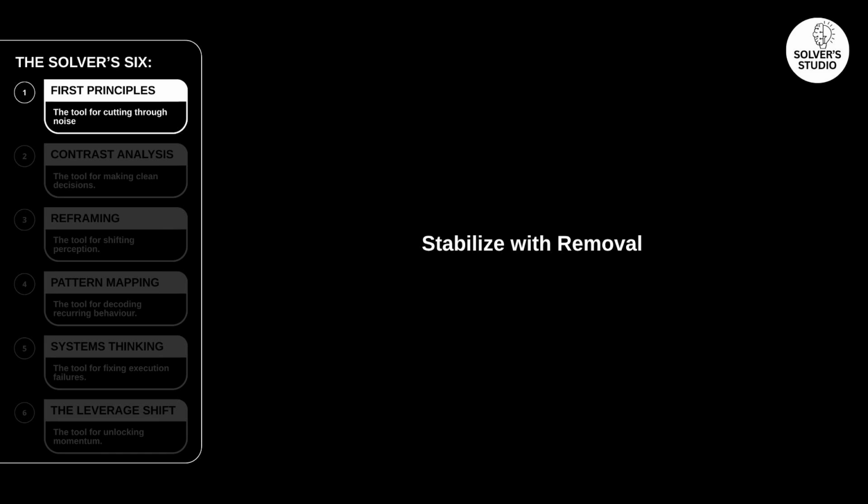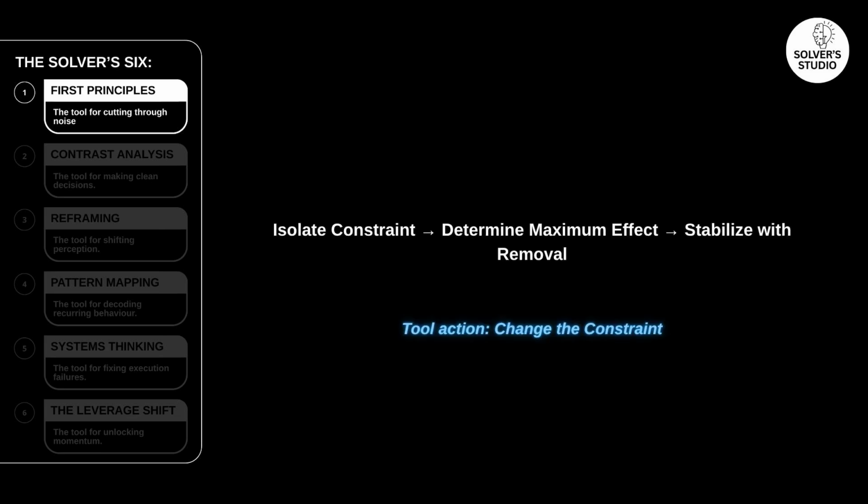Step 3. Stabilize the system with constraint removal. Replace the use of willpower with a structural rule that eliminates the identified friction point. This strategic intervention allows the adjacent processes to restart automatically without additional effort. Future decisions change from pushing against the whole load to simply monitoring and clearing the path of the constraint. Isolate the constraint. Determine maximum effect. Stabilize with removal.